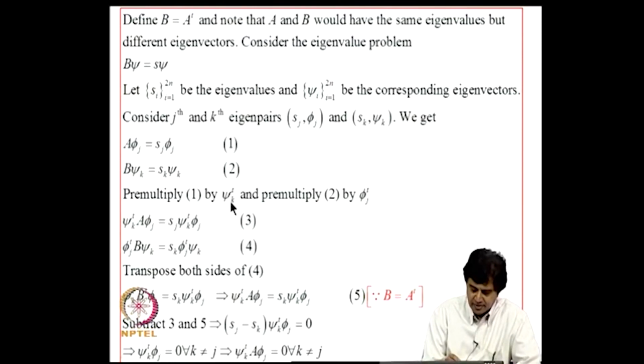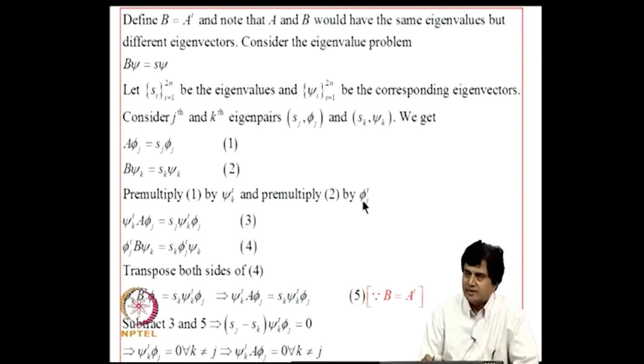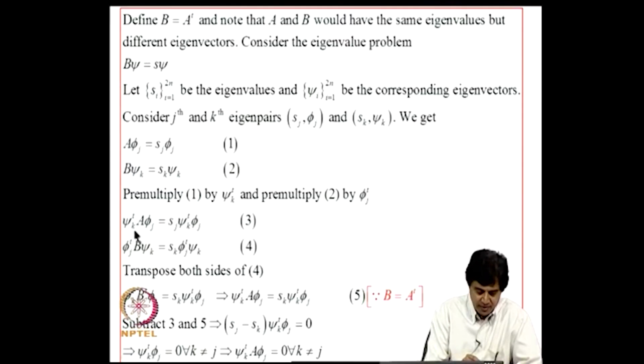Pre-multiply 1 by psi k transpose and pre-multiply 2 by phi j transpose. If I do that, I will get these two equations. So, psi k transpose A phi j is Sj psi k transpose phi j. Similarly, phi j transpose B psi k is Sk phi j transpose psi k. Name these as 3 and 4.